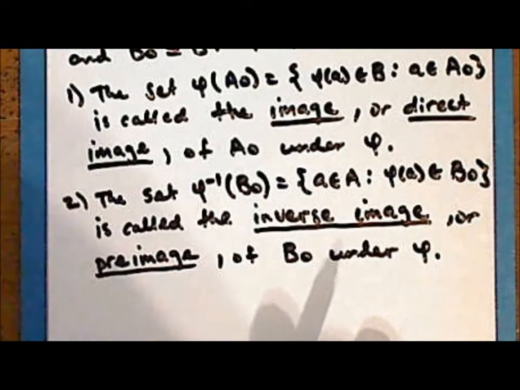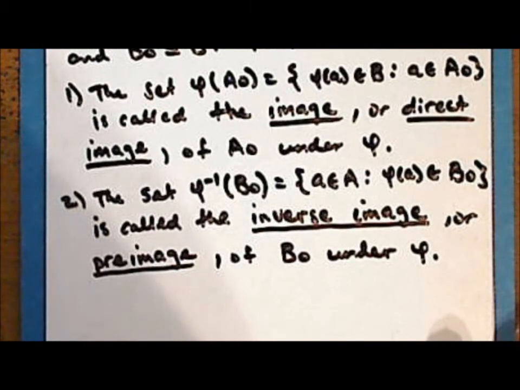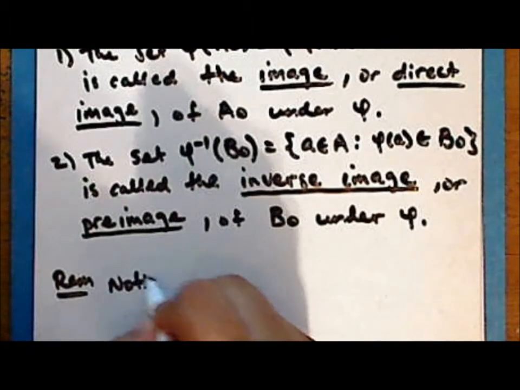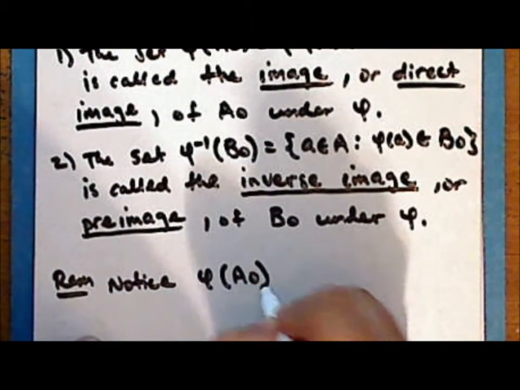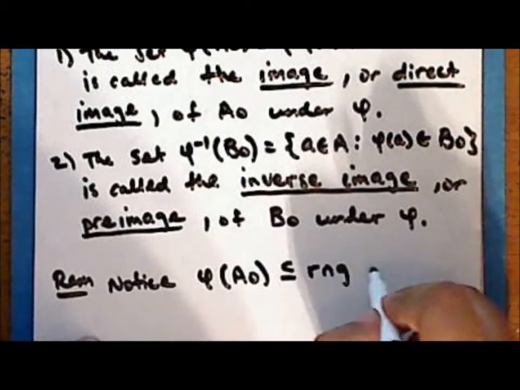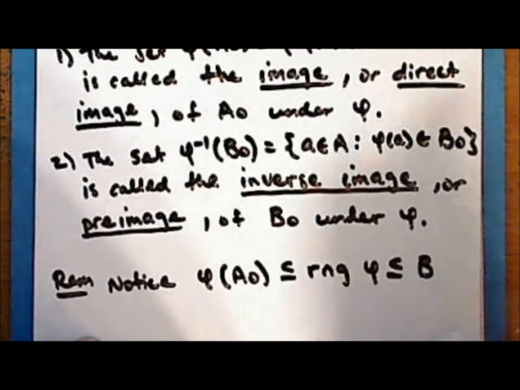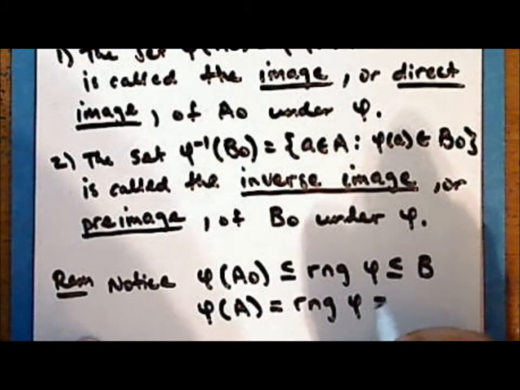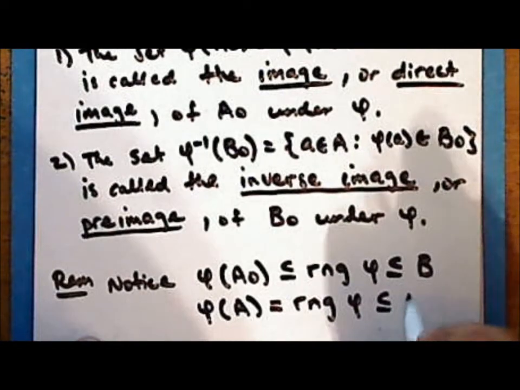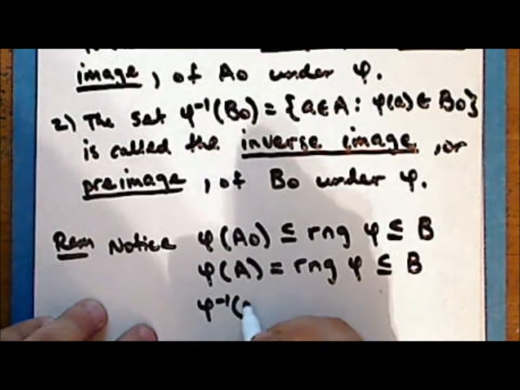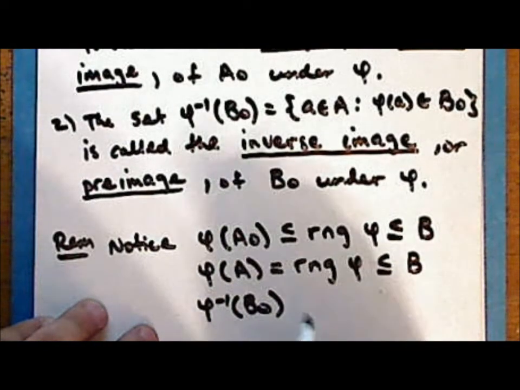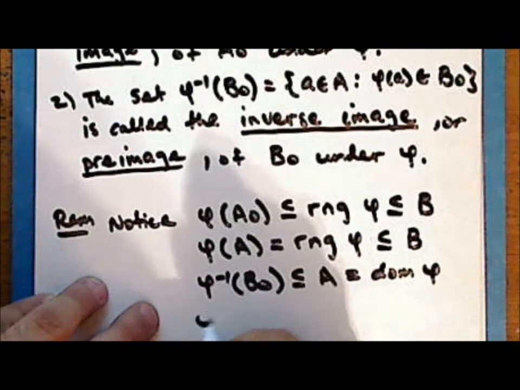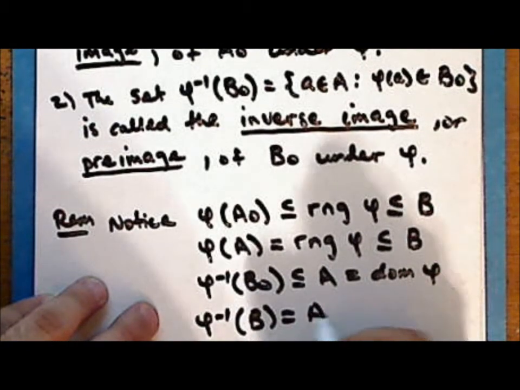So whether or not a given function has an inverse, we can always consider the inverse image of subsets of the codomain under the given function. So notice that the direct image of the subset A sub naught is a subset of the range of the function phi, which is a subset of the codomain B. The direct image of the entire domain is the range of the function, which is a subset of the codomain B. The inverse image of a subset B sub naught of the codomain is a subset of the domain of the function. And the inverse image of the entire codomain is the domain of the function.